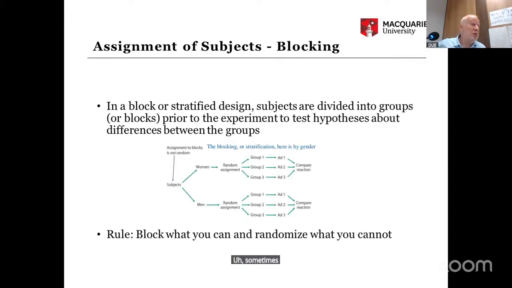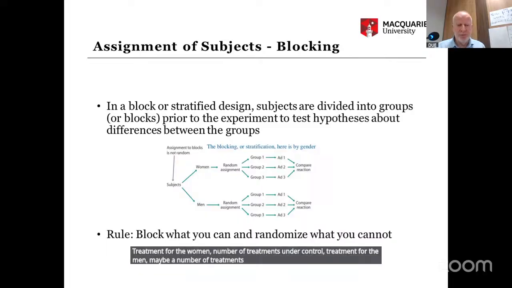Sometimes you've got a block, women in one block, men in the other. Treatment for the women, a number of treatments and a control. Treatment for the men, maybe a number of treatments and control.